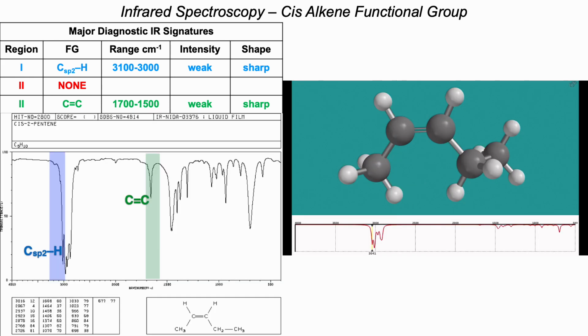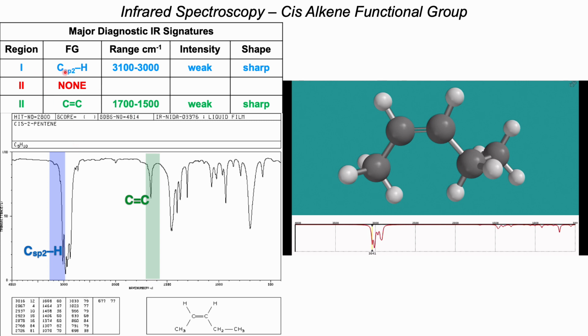So moving along now, we have a cis alkene functional group, and the molecule that we're looking at is cis 2-pentene, shown in this spectrum. And again, this is obtained from the website SDBS. You can just go in and do a keyword search for alkene. So this one is a di-substituted alkene with the cis geometry.